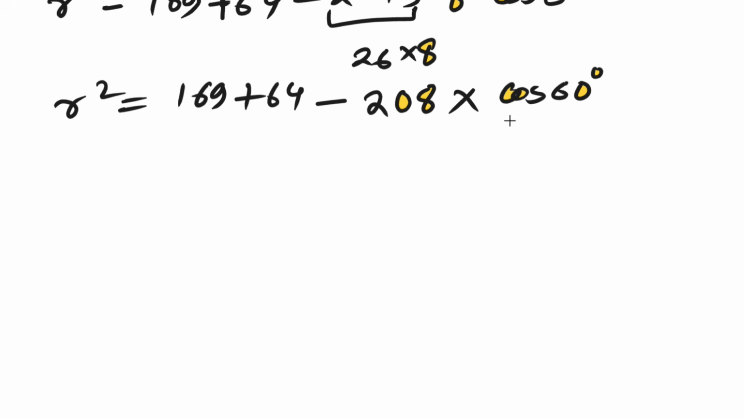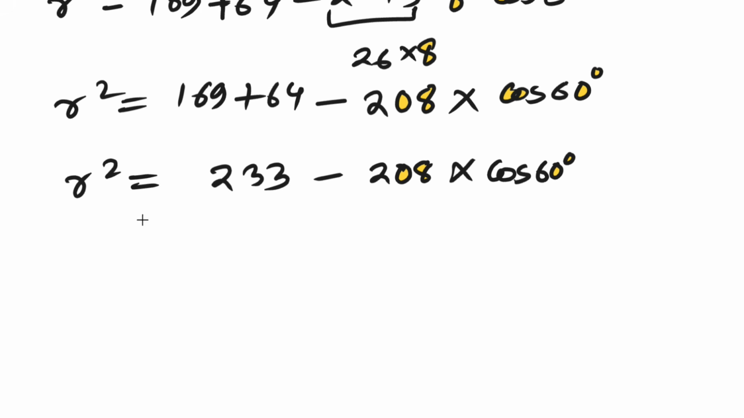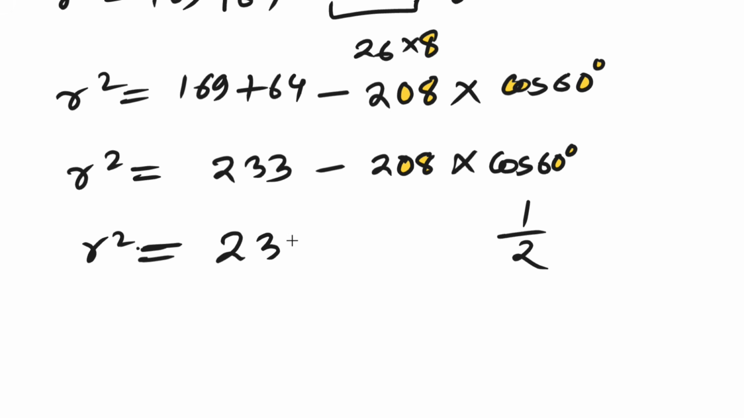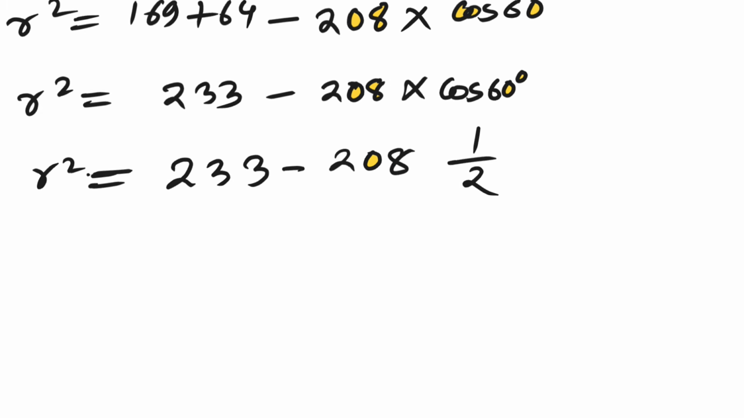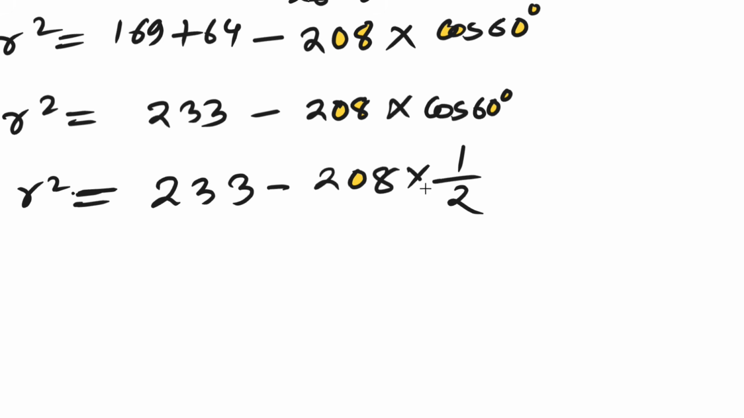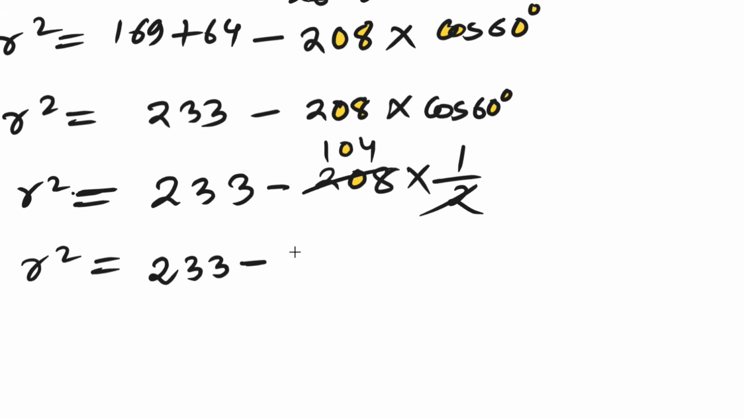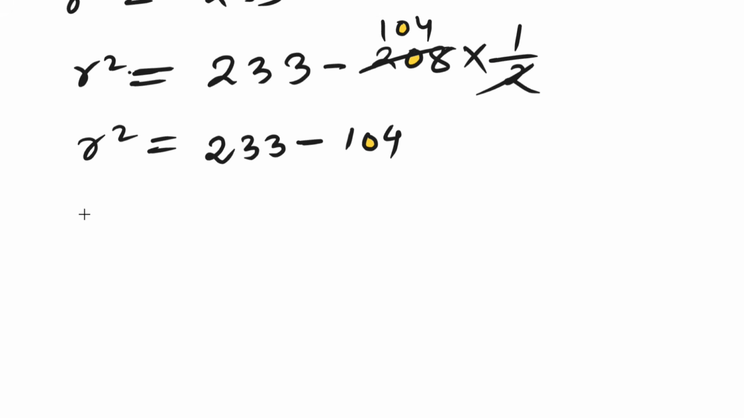Next, 169 plus 64 gives 233. So we have r squared equals 233 minus 208 multiplied by cosine 60 degrees. Again, cosine 60 degrees equals 1/2. Substituting that value gives r squared equals 233 minus 208 multiplied by 1/2. Half of 208 is 104, so we get r squared equals 233 minus 104. That gives r squared equals 129.